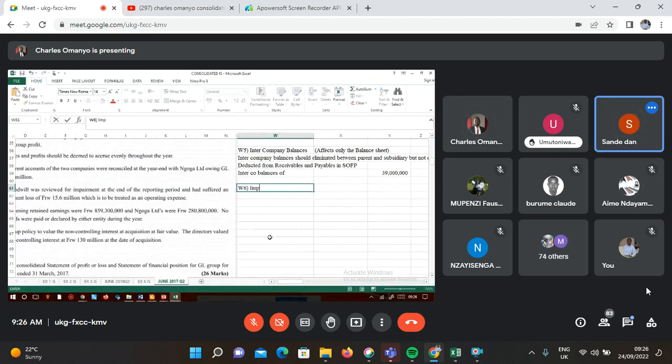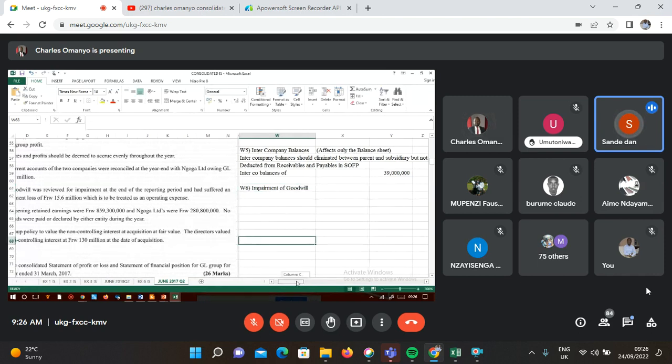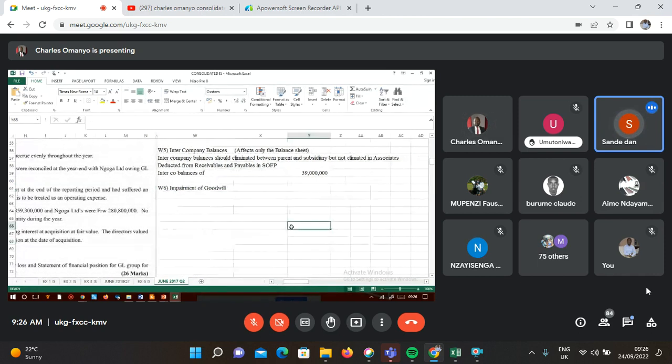Question, sir. Yes. Ask. I still have a confusion on working number 5. It means we will deduct that 39 million from payables of GL and still we deduct again from receivables of Ngonga. Yes.